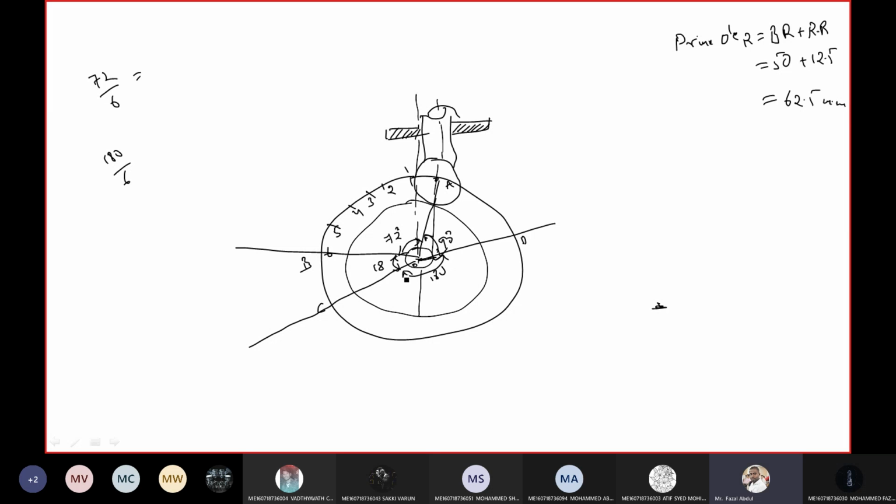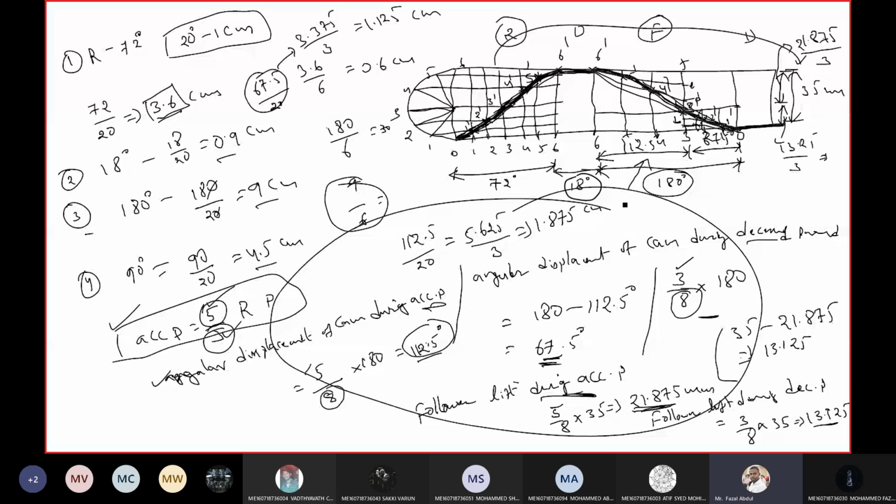Now see here, this total C to D is 180 degrees. In the displacement diagram you again have two angles, one here and another there, which you just calculated: 112.5 and 67.5. The first one you divided into 3 equal parts, the second one also into 3 equal parts. In the same manner, here also you need to divide.